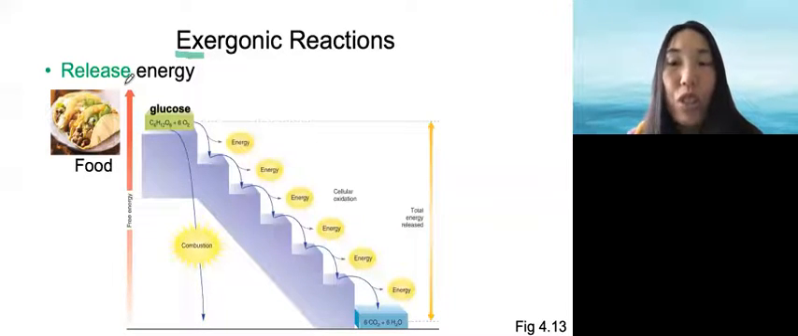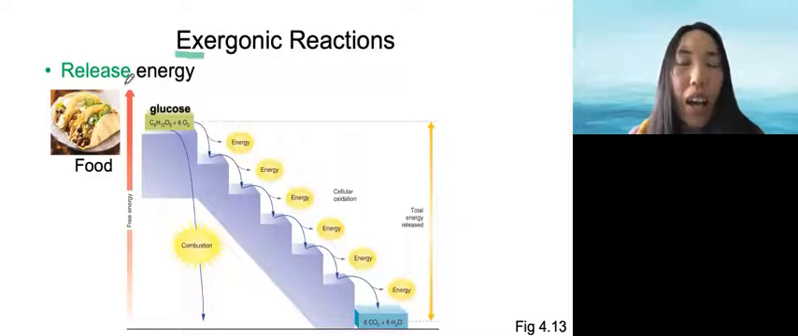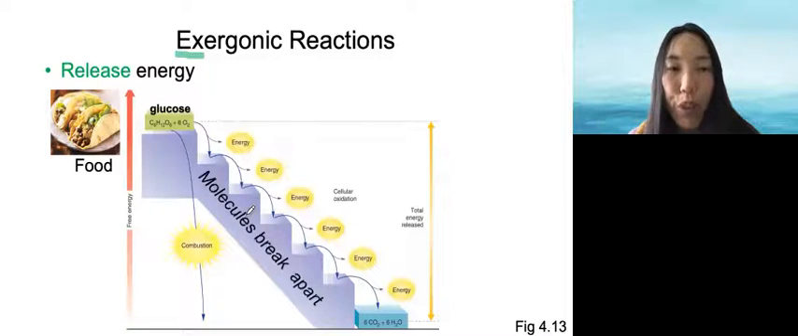Instead, eating should provide you with energy, or in other words, release energy for you to use. Eating is therefore an exergonic reaction. Another hallmark of exergonic reactions is that molecules break apart.